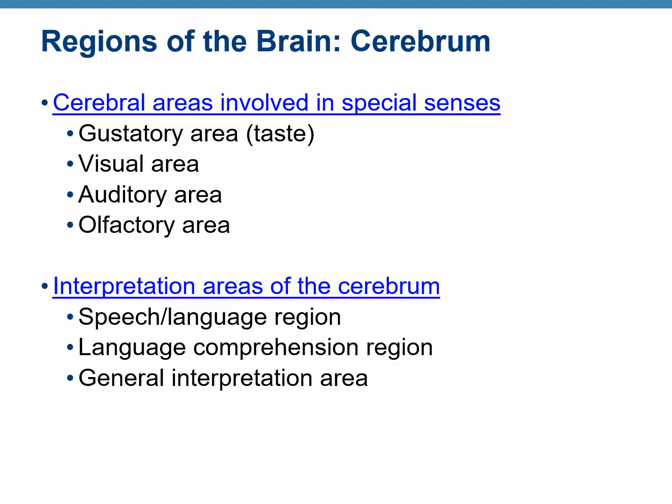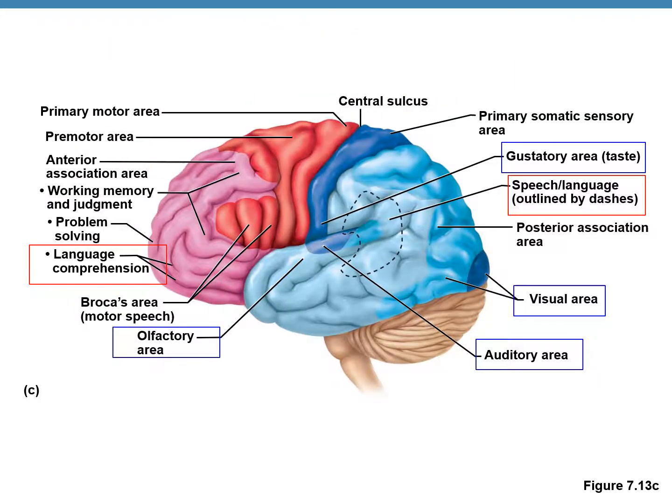This slide lists some other cerebral areas which are involved in special senses or interpretation. For example, the gustatory area, which is for taste, visual, auditory, olfactory. Olfactory means the sense of smell. The interpretation areas include language comprehension or general interpretation. This figure is pointing out again the olfactory area, language comprehension area, and some other areas.